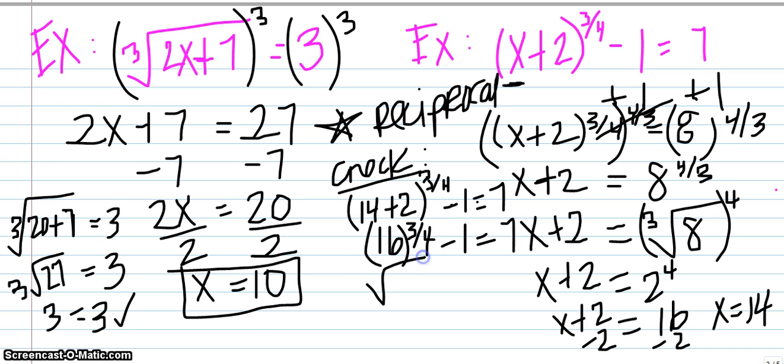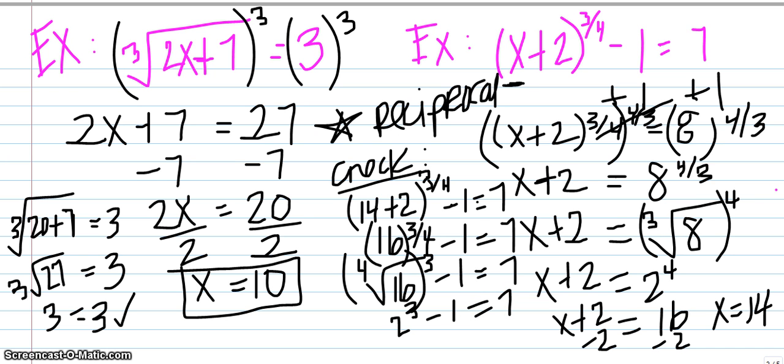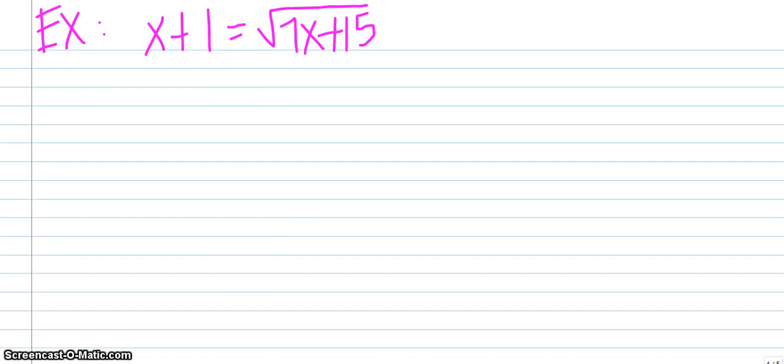Put this in radical notation, so the 4th root of 16 all raised to the 3rd power minus 1 is equal to 7. I know that the 4th root of 16 is 2, and then I need to cube that. Minus 1 equals 7. 2 cubed is 8. Minus 1 is 7. 7 equals 7, so that checks. So my solution is x equals 14. Let's go ahead and look at some more examples.